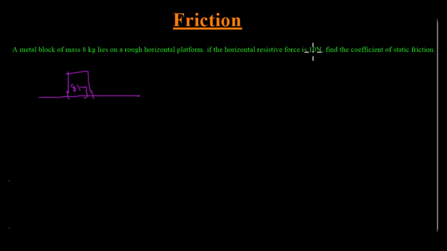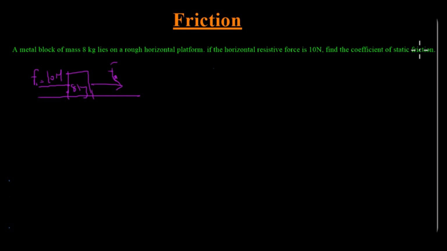If the horizontal resistive force is 10 newtons, this time around, they're giving us the magnitude of our frictional force. So if this is my frictional force, Fx, we say it is equal to 10 newtons. So it must mean that perhaps I'm applying a force in this direction.